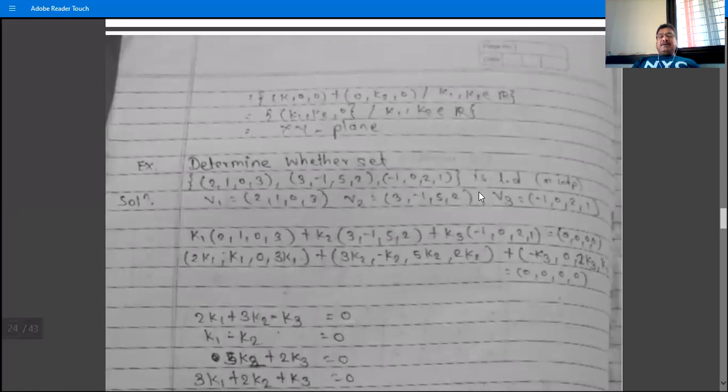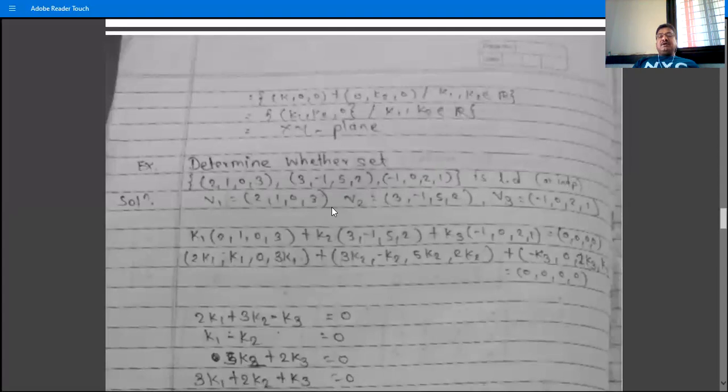So the next example is of the linearly dependent and independent type. Determine whether the set, this set of three vectors, is linearly dependent or independent. Obviously 2, 1, 0, 3 is a 4-tuple, so these three elements are elements of the vector space R raised to 4. Suppose the three vectors are denoted V1, V2, V3.